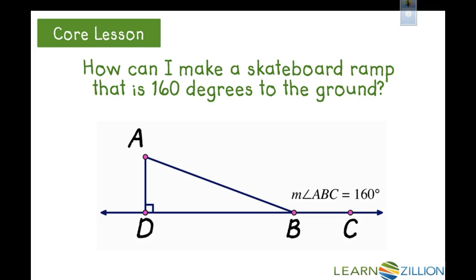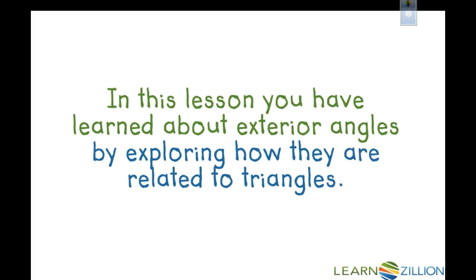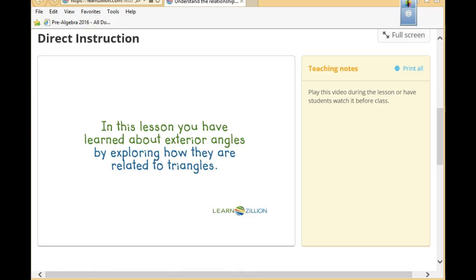Since we know his exterior angle, we also know that the interior angle must be 20 degrees. As long as his ramp connects with the support at a 90-degree angle and he forms a 20-degree angle with the ground, he knows that his exterior angle will be 160 degrees. In this lesson, you have learned about exterior angles by exploring how they are related to triangles.